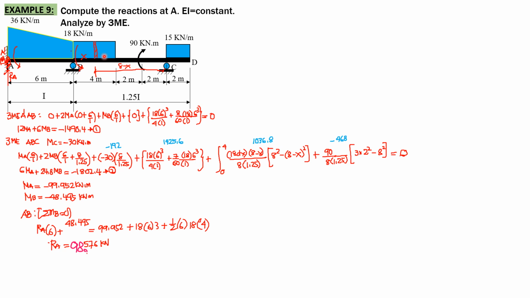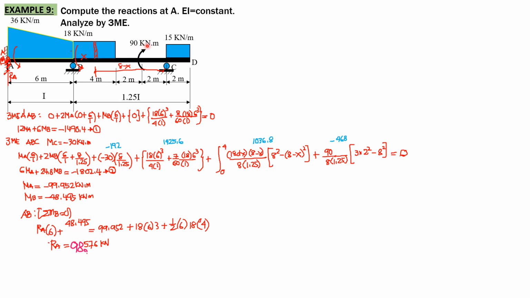For this loading here, I choose this as x, therefore this is 18 minus x, the b. So integral of differential p, which is 18 dx, the area of the strip, then b, which is 8 minus x, all over L, which is 8, all over I, which is 1.25, then quantity L square, 8 square minus B square. So that's the formula. Then B is 8 minus x quantity square.